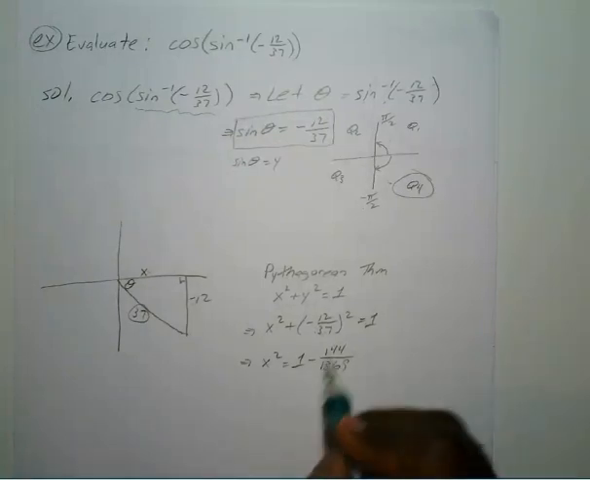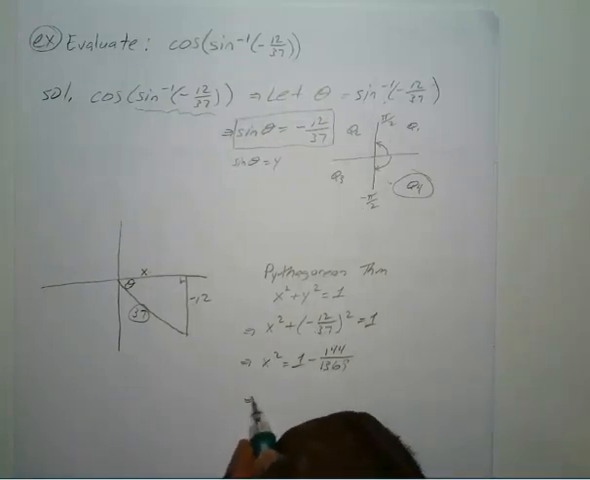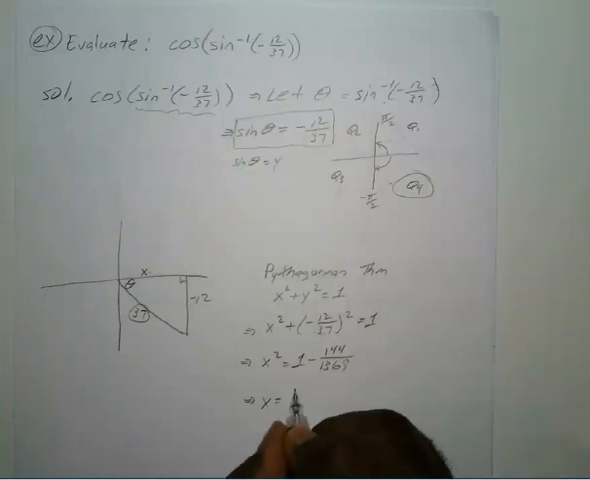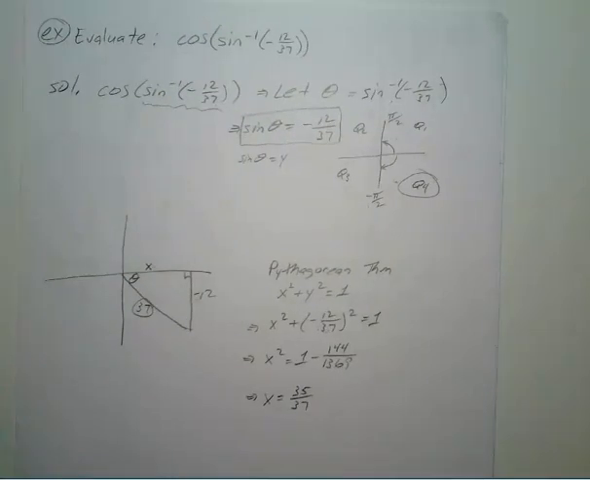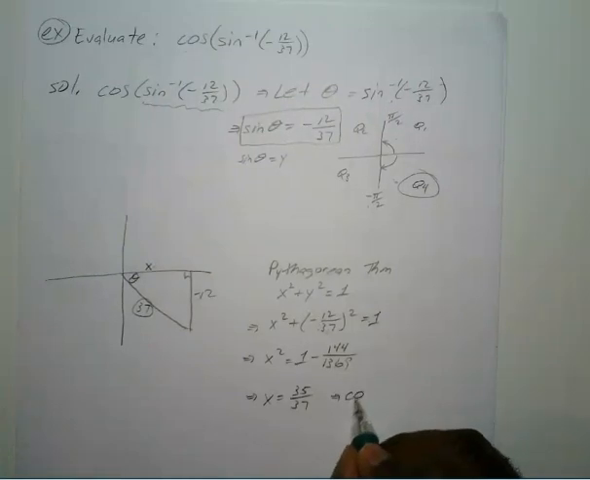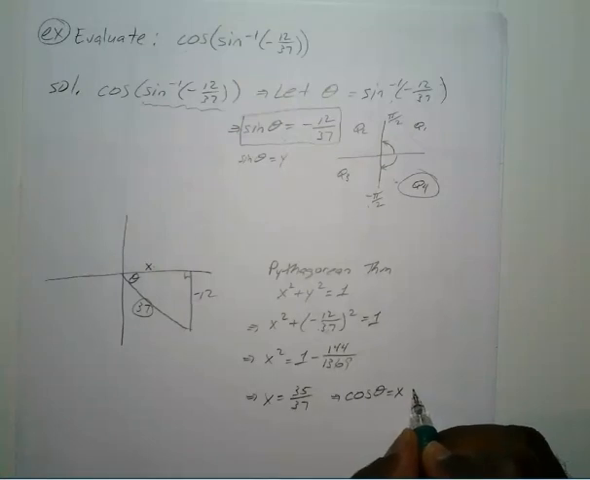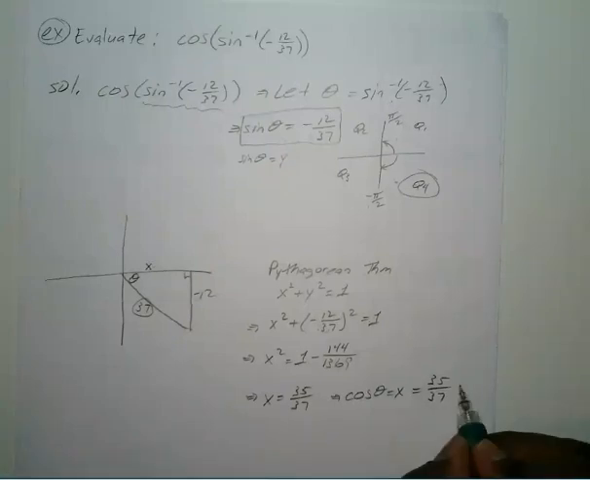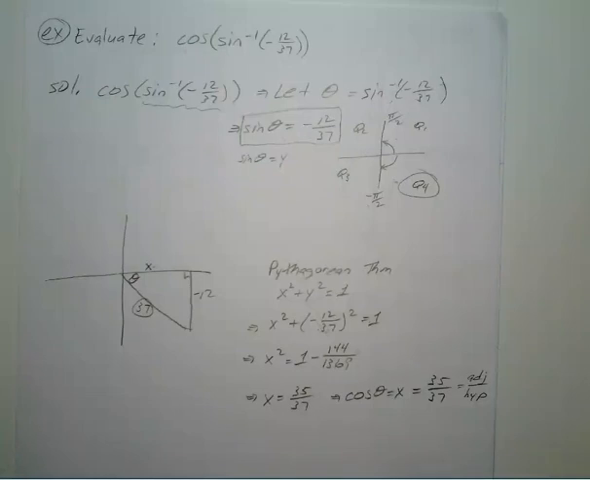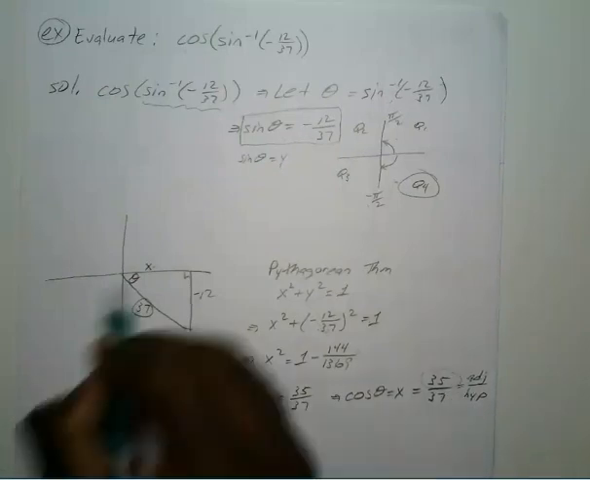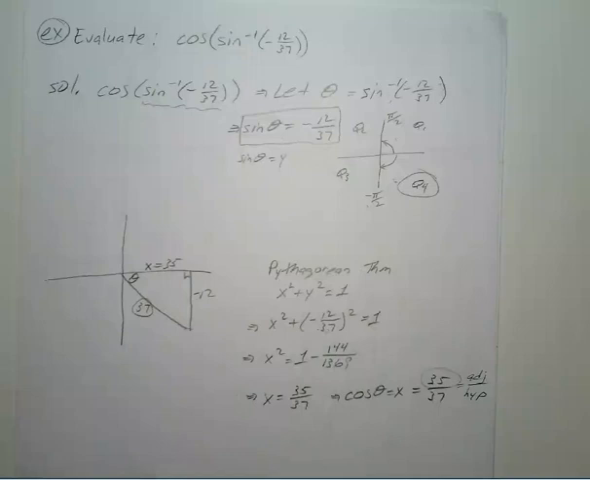Okay, so if we solve this and square root both sides, we get x is equal to 35 over 37. Okay, now remember, your cosine theta is equal to x, which is equal to 35 over 37, which is also your adjacent over hypotenuse. So we see that our adjacent is 35.